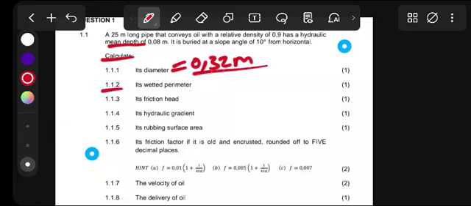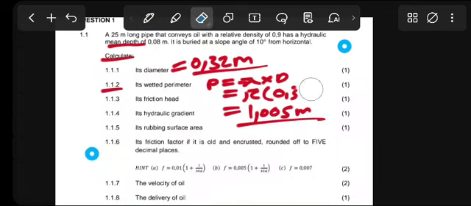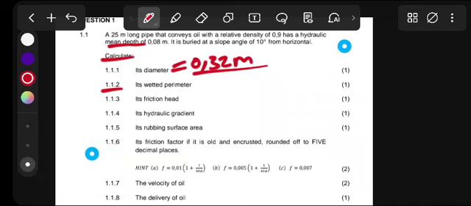So 1.1.2, its wetted perimeter. We know that the wetted perimeter is given by the formula pi multiplied by diameter. What is our diameter there? 0.32. As we punch this, we get 1.005 meter.